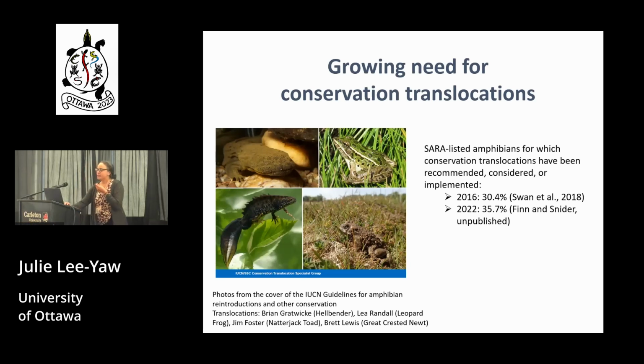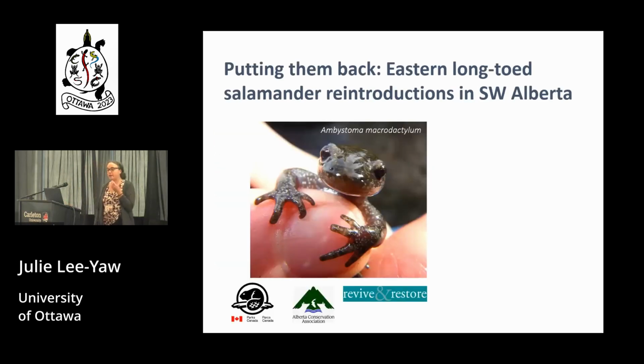Conservation translocations, or the intentional movement and release of individuals for conservation purposes, are increasingly part of the recovery strategies of many species and amphibians here in Canada as well. The numbers I have here show about a 5% increase in the number of conservation translocation relevant species here in Canada over an earlier study conducted by Kelly Swan et al. in 2016.